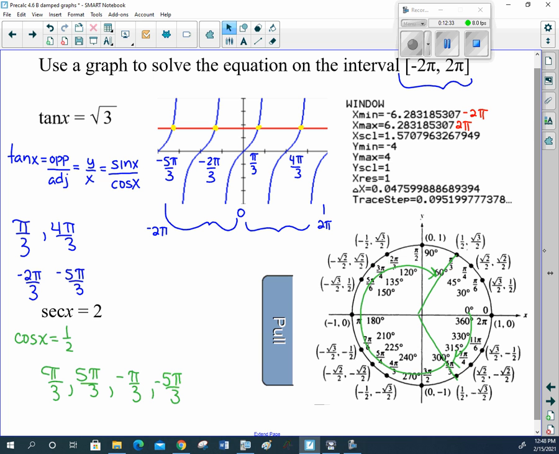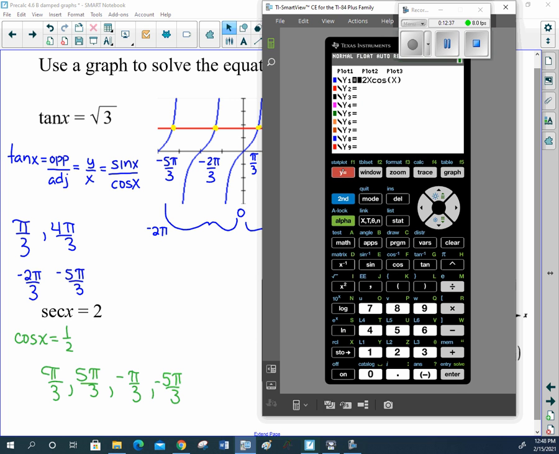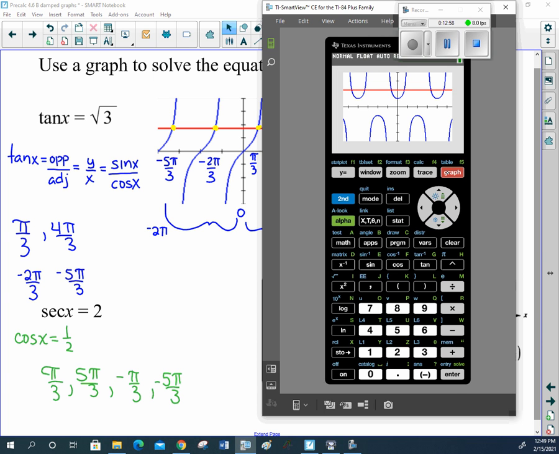So let's go ahead and pull up our graphing calculator. And here I'm going to put in secant x. And remember, secant is 1 over the cosine. So I'm going to go 1 divided by cosine x. And then I want it to be equal to 2. So then I'm going to put 2. Then I'm going to hit graph.